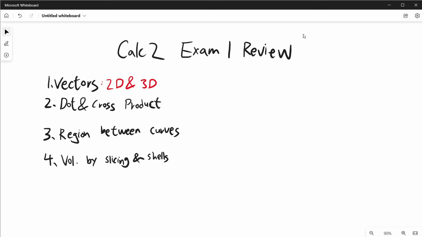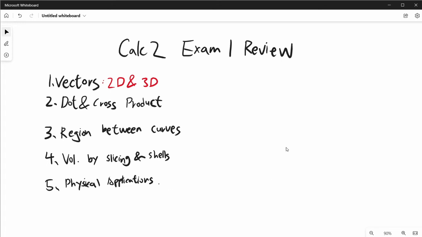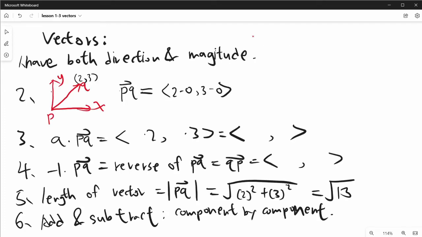And finally, there are physical applications, like spring force, which is a common one, and torque, or how dot products and cross products are used in physics and what those mean.